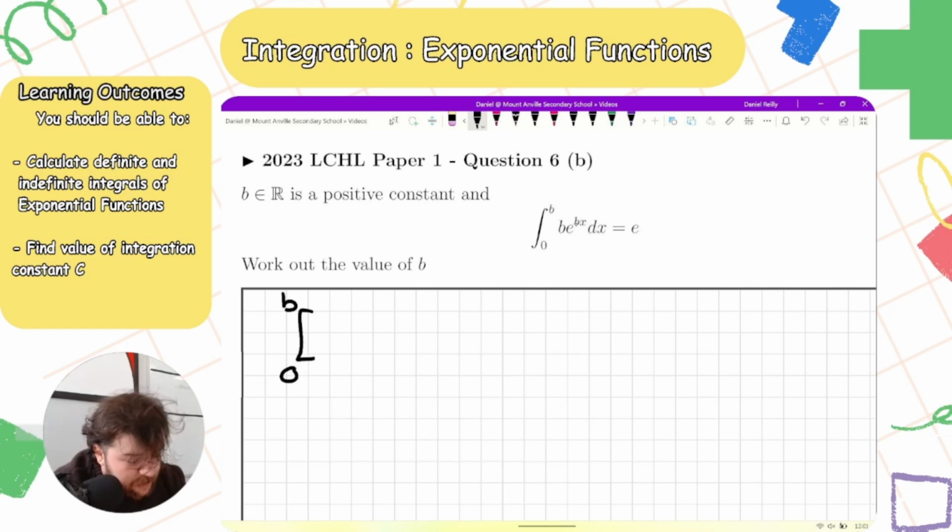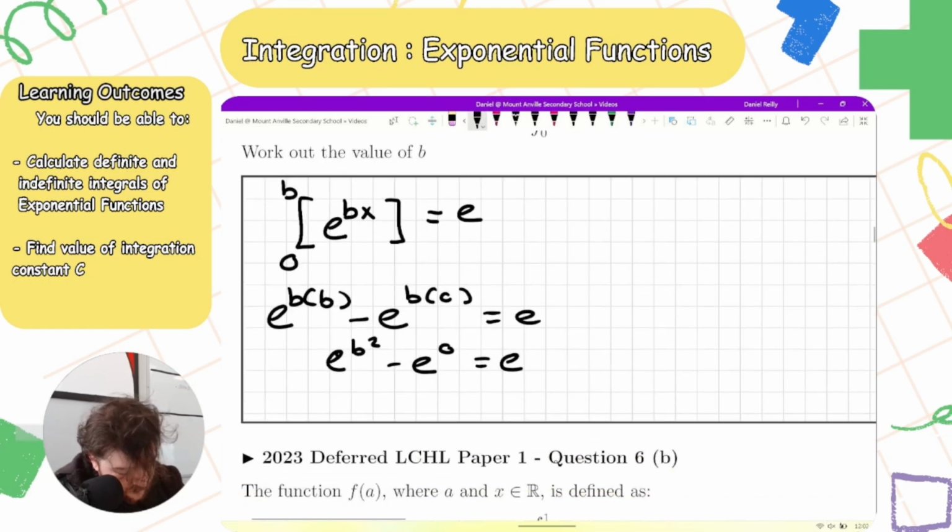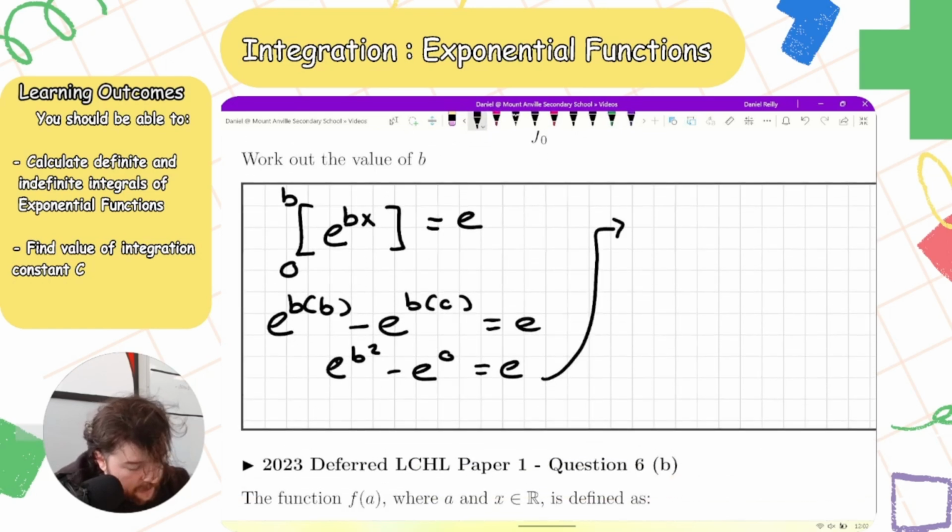So this will now just become, well, b divided by b is 1, so it'll just be e to the bx. And the integral of that between b and 0 is e. So sub it in. I'm going to have e to the b times b minus e to the b times 0 is equal to e. E to the b squared minus e to the 0 equals e. Sum it up here. So e to the b squared minus 1 equals e.